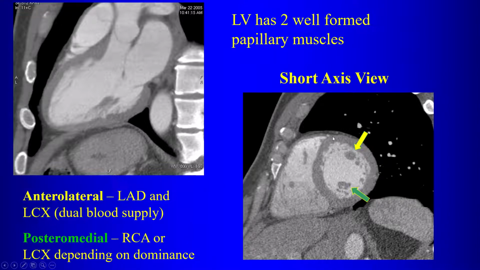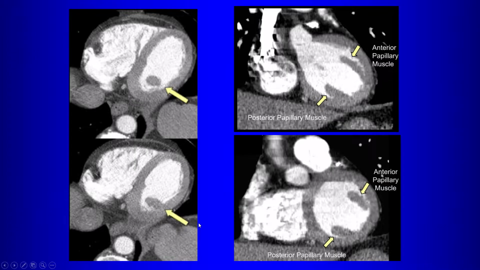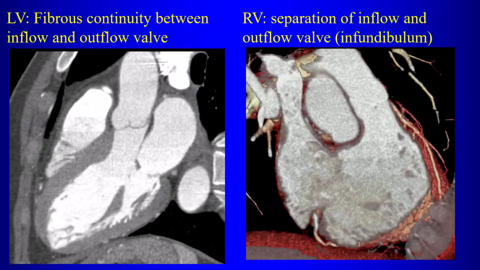It can be supplied by the left anterior descending artery or the left circumflex coronary artery, whereas the posteromedial papillary muscle here is supplied by the distal right coronary artery. So rupture of the posteromedial papillary muscle in association with myocardial infarction is more common than rupture of the anterolateral papillary muscle. These are some CT images illustrating the papillary muscles. These are normal findings, so we don't want to mistake these for clots or filling defects within the left ventricle.